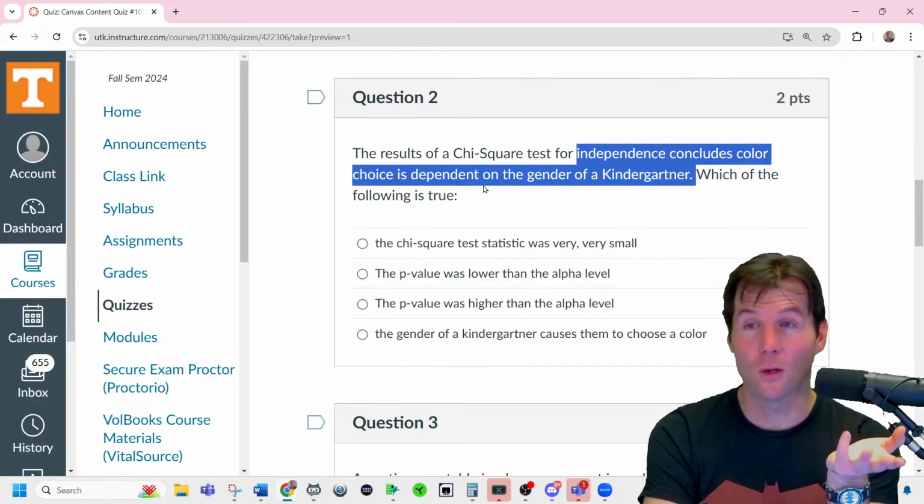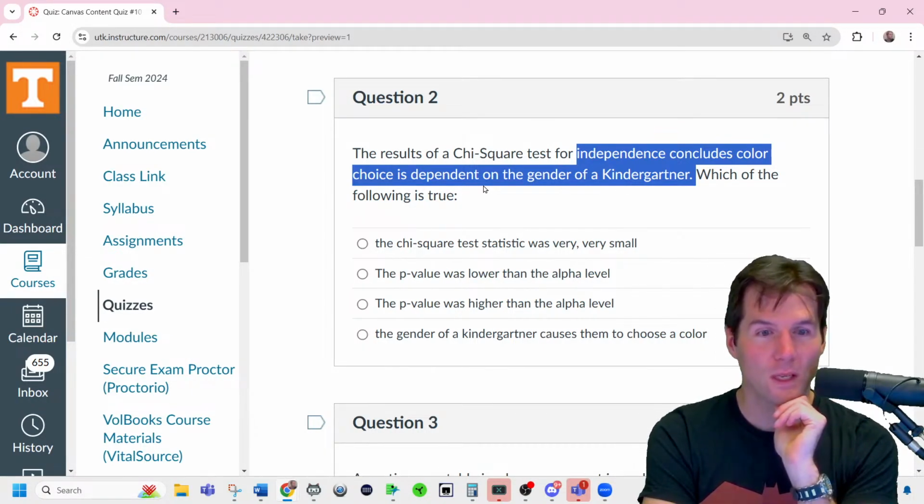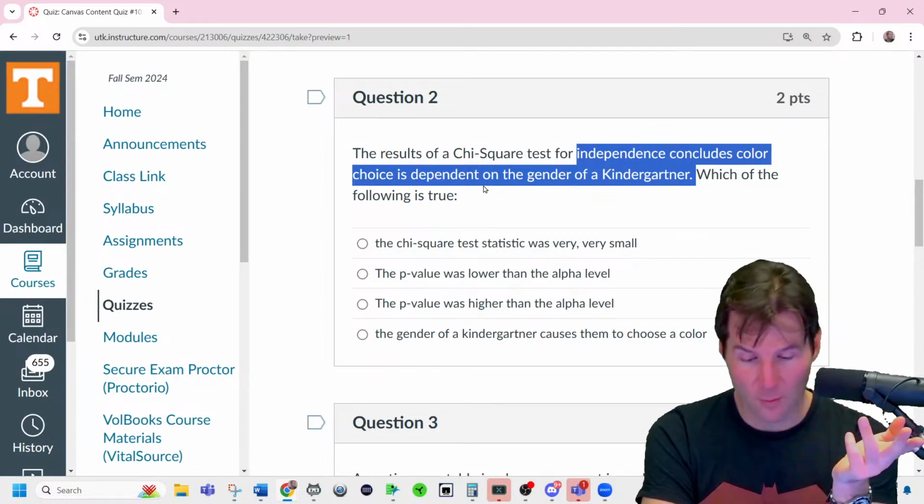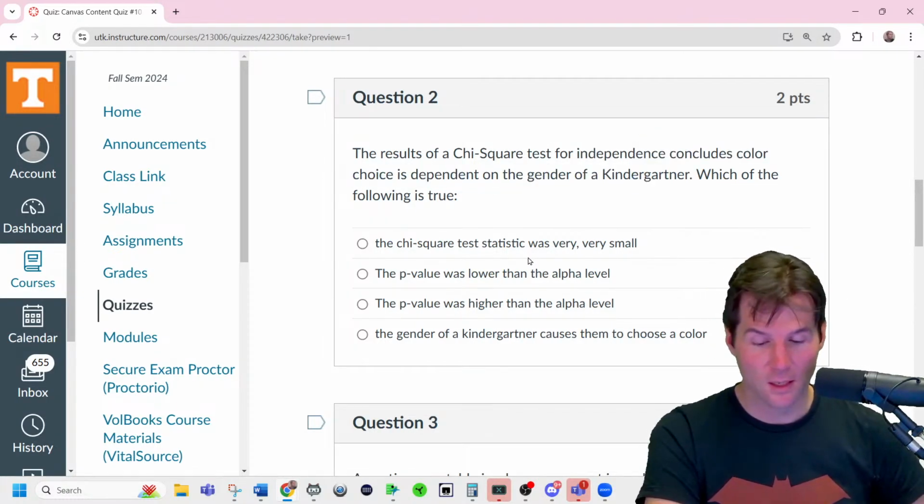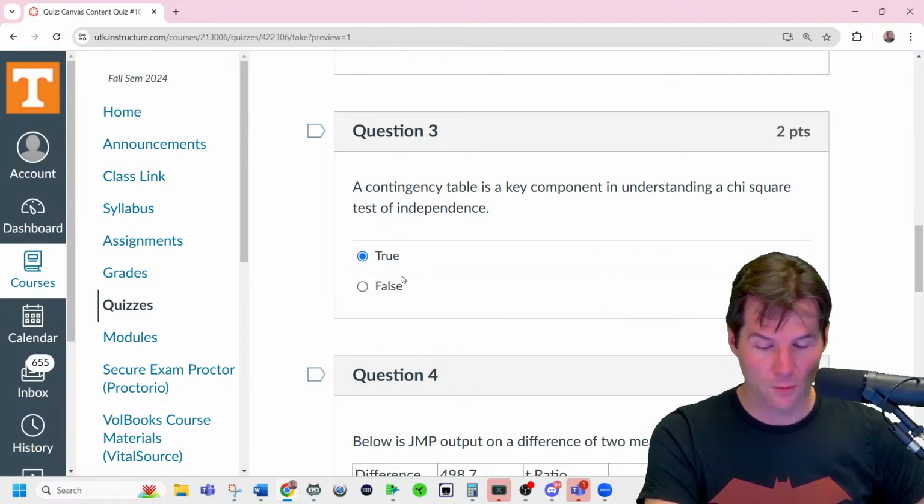Because if we reject the null, then this had to have been true. If we rejected the null, then what had to be true? Low p-value. P-value was lower than alpha. Exactly. P-value lower than alpha. Yep. Contingency table. Yep, that is true. We looked at it earlier.